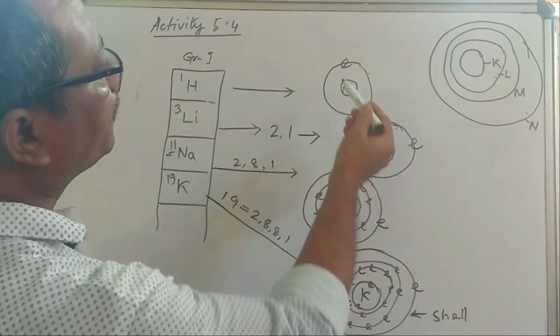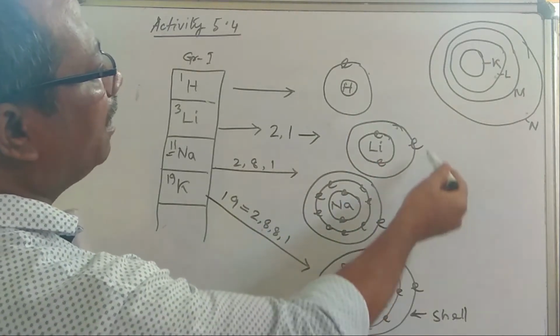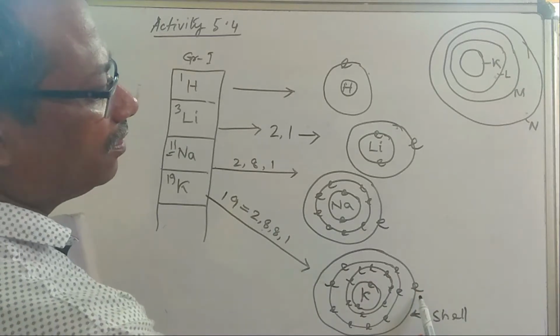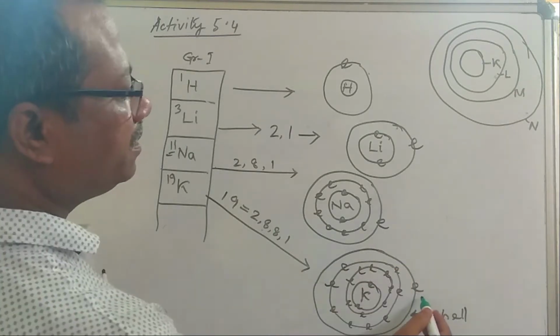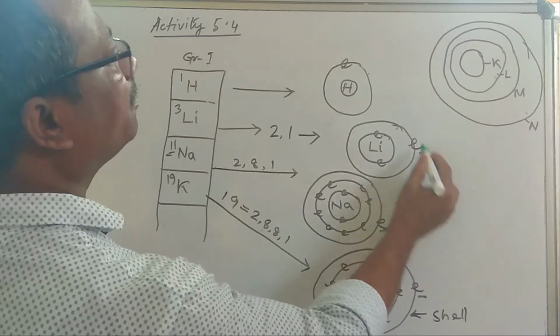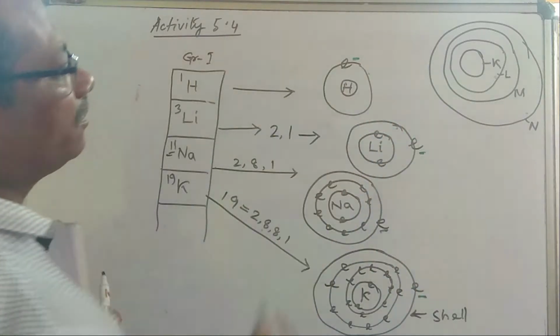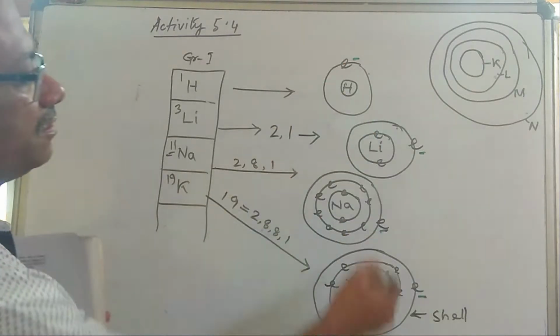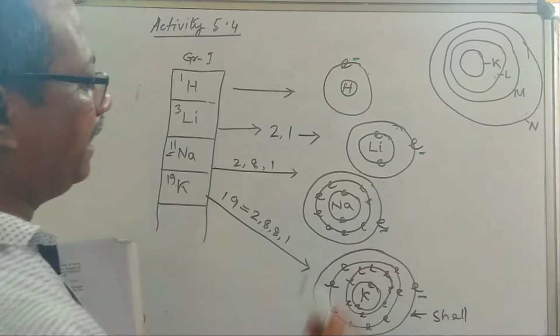That on the outermost shell, all the elements contain 1 electron. This is 1 electron in the outermost shell, this is 1 electron, this is 1 electron. Have you noticed? On the outermost shell, all the elements contain only 1 electron.